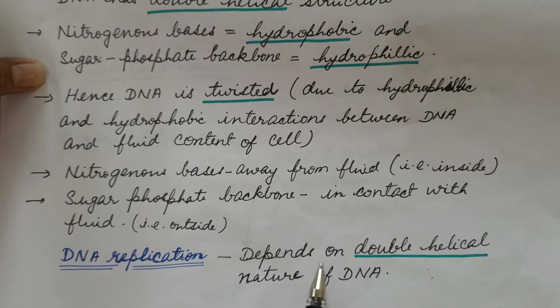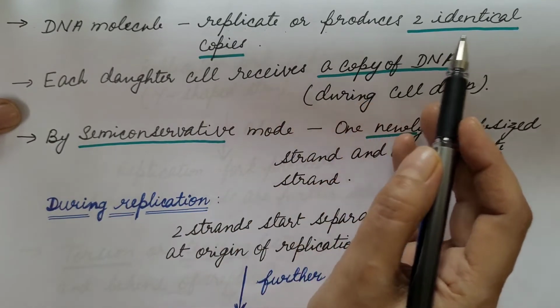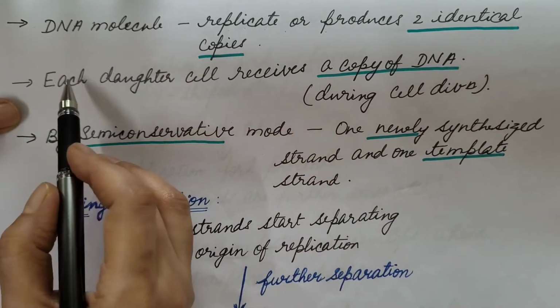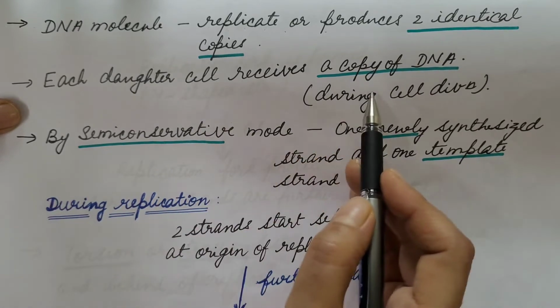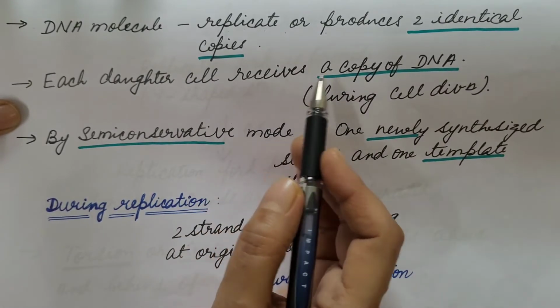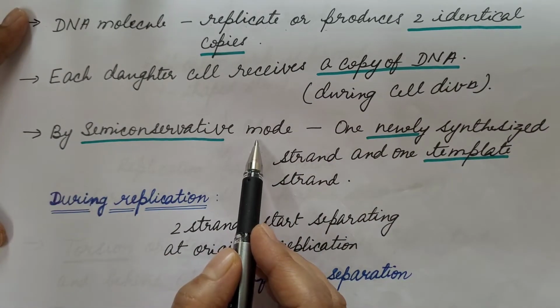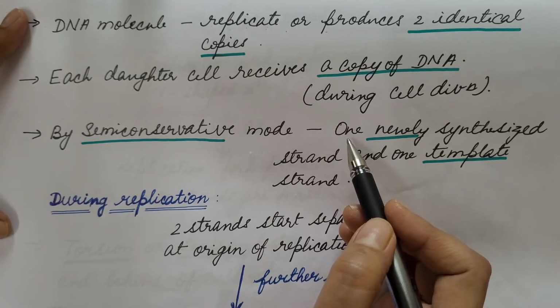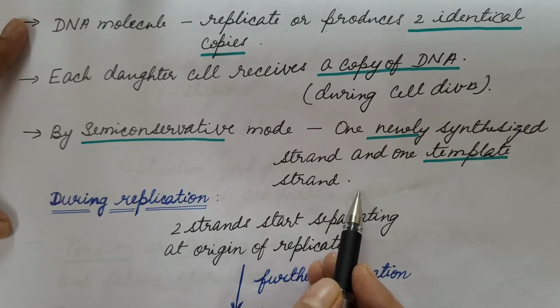DNA replication depends on the double helical nature of DNA. The DNA molecule replicates or produces two identical copies. Each daughter cell that we get during cell division receives a copy of DNA. And DNA replication is by the semi-conservative mode. Among the two strands, one is the newly synthesized strand and the other is the template strand.